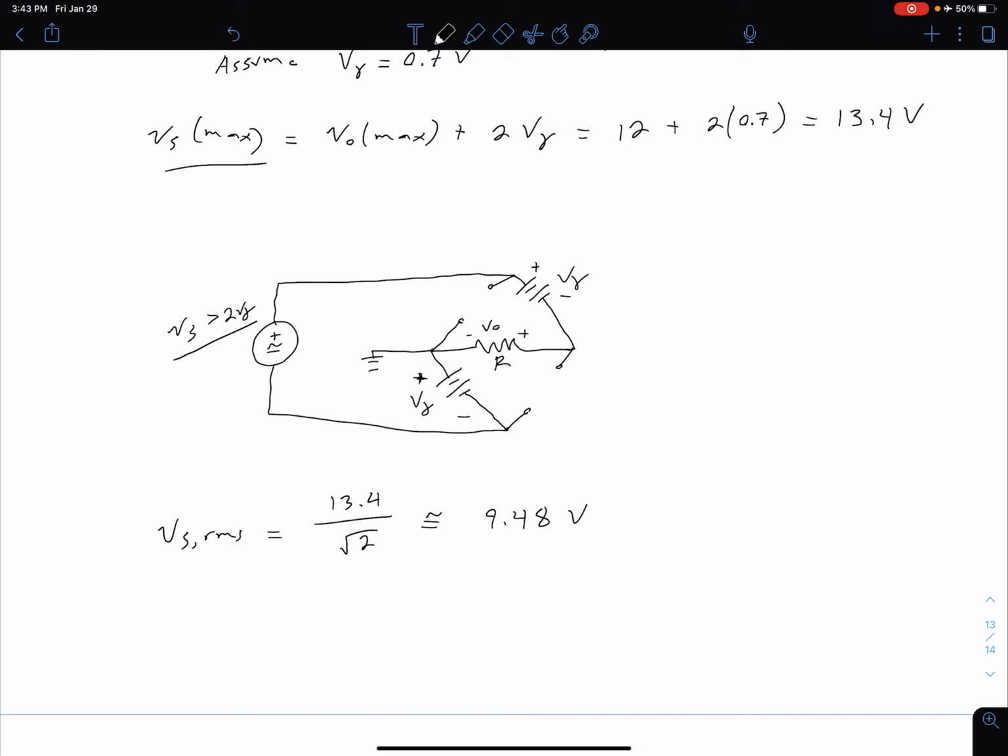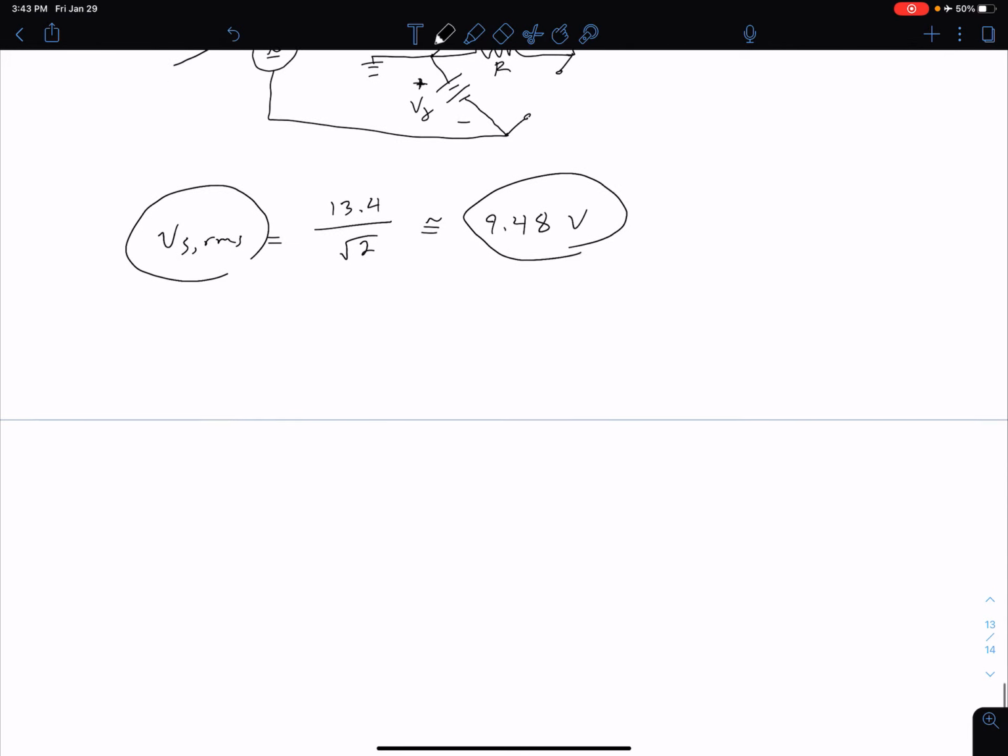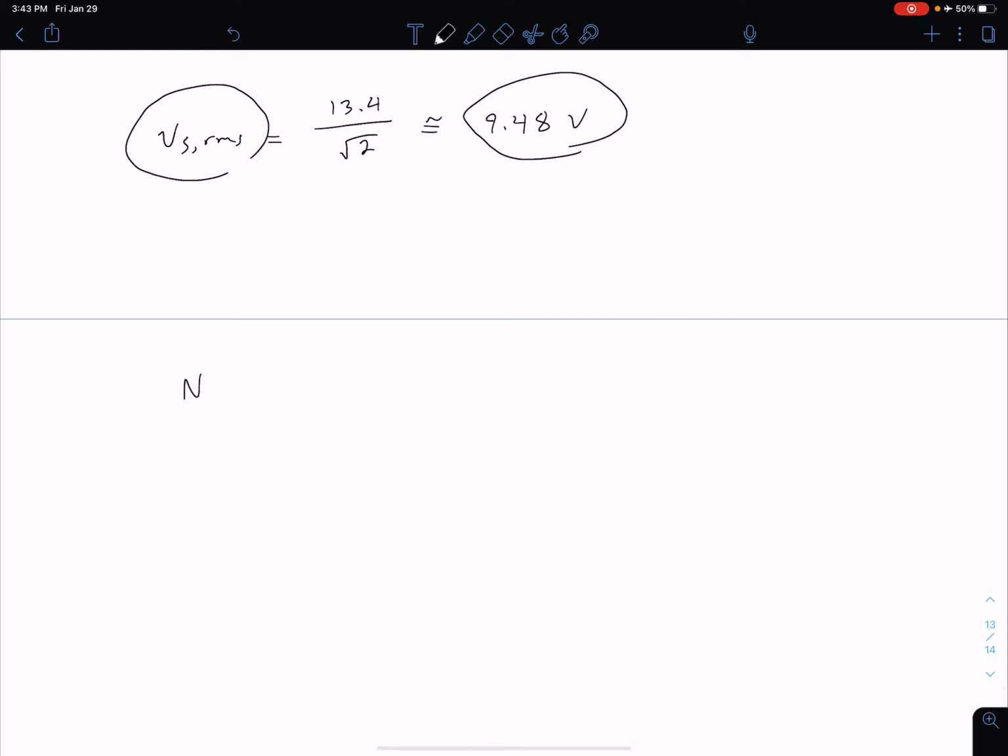Now with that information, we know we want 9.48 on our secondary side when we have 120 RMS on our primary side, so we can figure out our turns ratio for the transformer. We can say N1 over N2 is equal to V1 over V2, where 1 is the primary side and 2 is the secondary side. In this case we have 120 volts RMS on our primary side, and based on our desired output voltage we need 9.48 volts RMS on our secondary side, which gives us approximately 12.66 as our turns ratio.